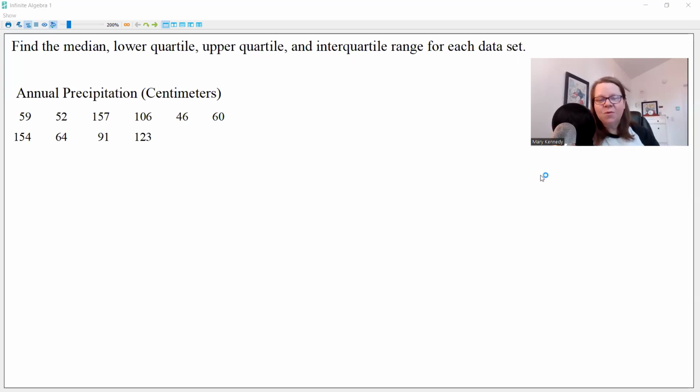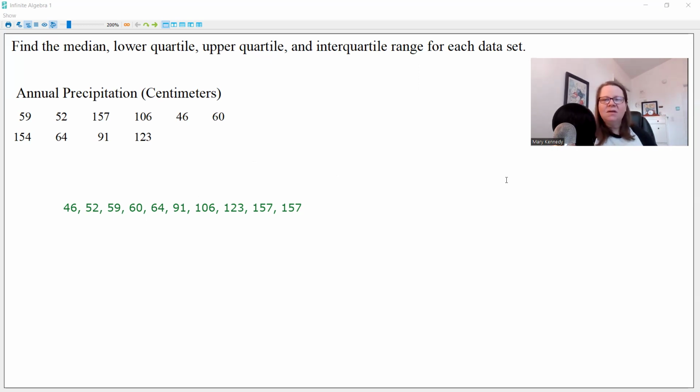Step and put the numbers in order. That is probably the worst part of this, to me, at least, I would say. So let's do this. Okay. So we've got them in order, 46 up to 157.